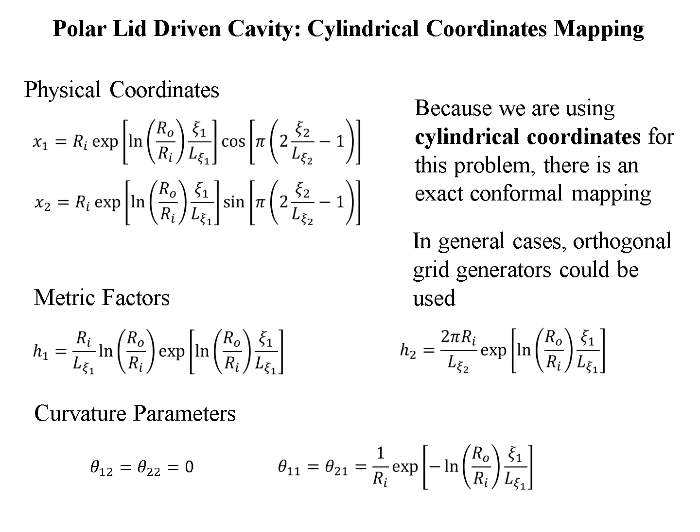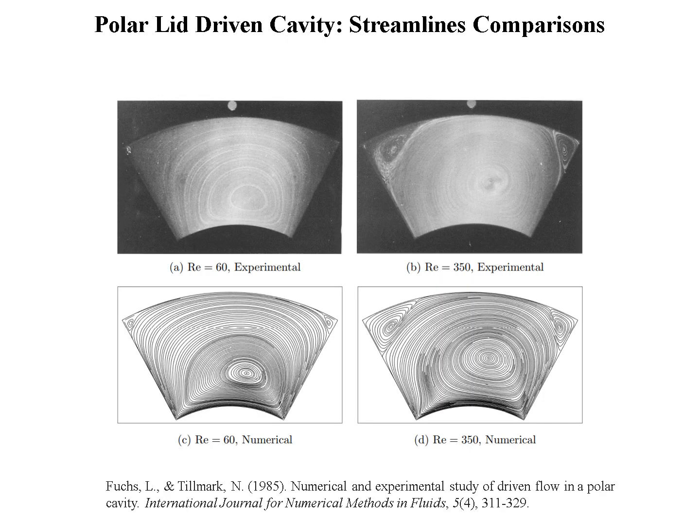Now, because we're using cylindrical coordinates for this problem, there's an exact conformal mapping. By using these equations here, we're able to map back and forth using an analytical expression, but in more general cases, an orthogonal grid generator could be used to obtain these parameters. We run this simulation for two different Reynolds numbers, 60 and 350, and we compare the streamlines with those found experimentally by Fook and Tillmark, and we find that our flow field looks very similar to theirs.